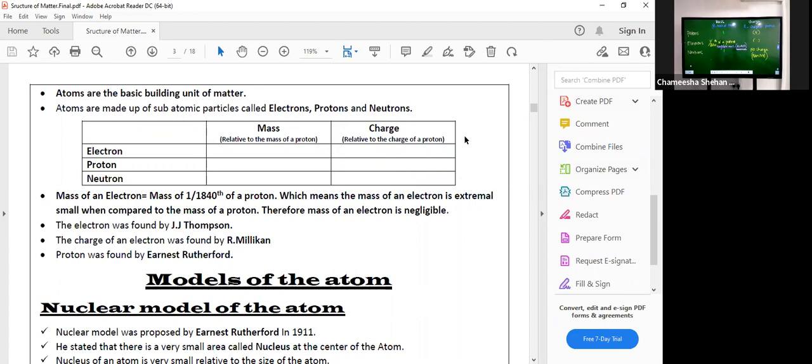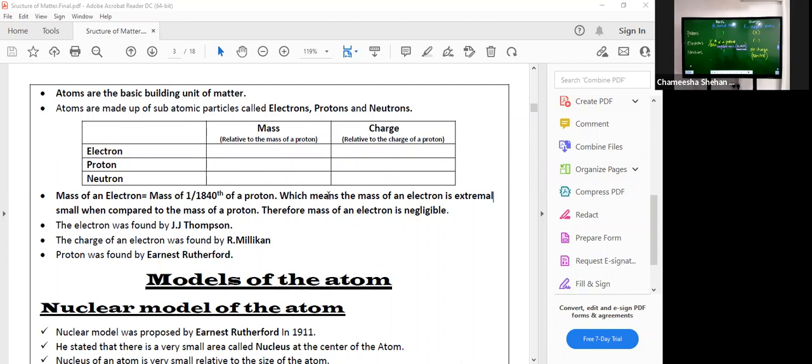The electron was found by J.J. Thomson. The charge of an electron was found by R.A. Millikan. And protons were discovered by Ernest Rutherford, right?